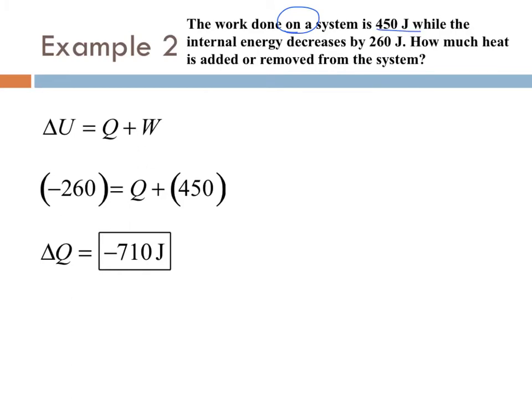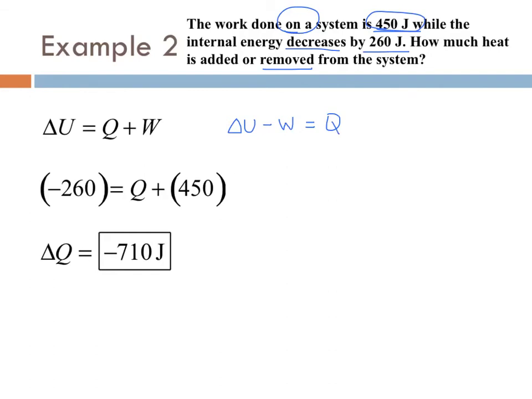Is 450 joules, while the internal energy decreases by 260 joules. So in order for us to have a decrease in internal energy, even though work was done on it, that means that we have to remove heat from our system. So if we look at our equation and rearrange it, meaning we want to get Q by itself, then we get delta U minus work done by our gas is equal to heat.